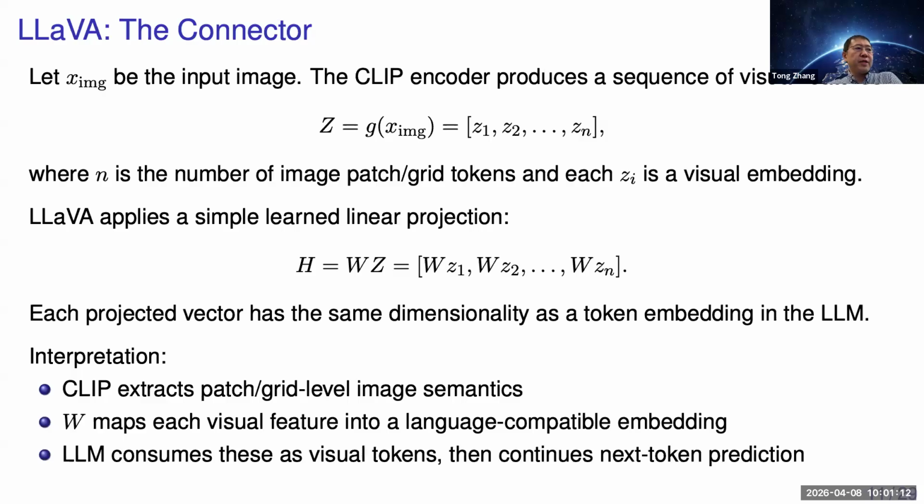Yeah, it's basically meaningful visual tokens and continue with next token prediction. So, is that clear? Any questions so far? I hope the architecture is not confusing.